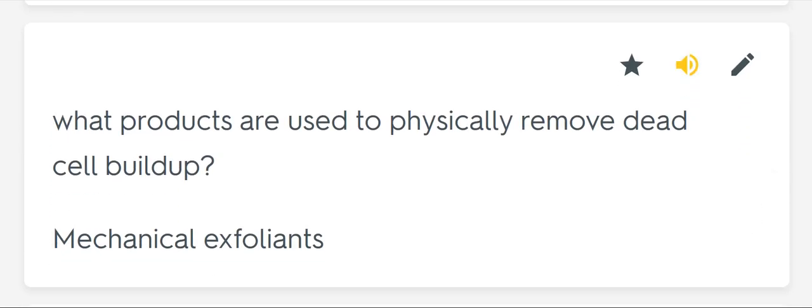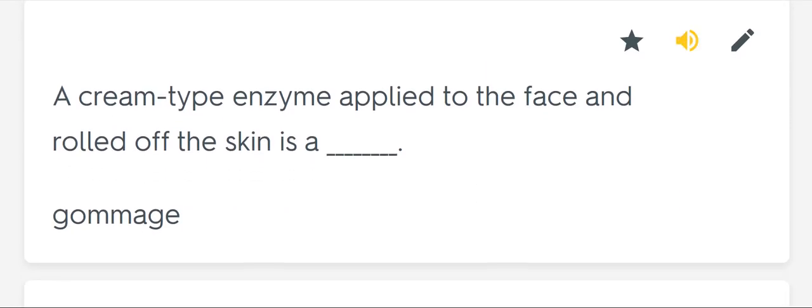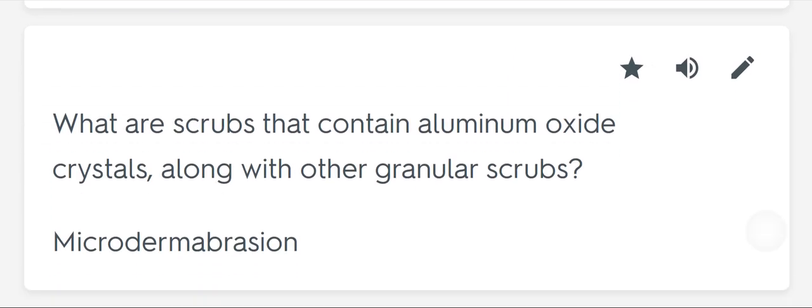What products are used to physically remove dead cell buildup? Mechanical exfoliants. A cream-type enzyme applied to the face and rolled off the skin is a gommage. What are scrubs that contain aluminum oxide crystals along with other granular scrubs? Microdermabrasion.